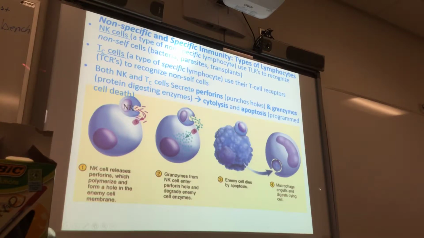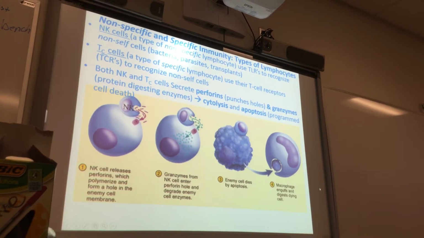And then there's a cell called a cytotoxic T cell, and I write it as T sub C. Cytotoxic T cell, it's a specific lymphocyte. Cytotoxic T cells use T cell receptor to recognize non-self cells. So there's T lymphocytes, we talked about those, right? You can break T lymphocytes down into cytotoxic T lymphocytes and helper T lymphocytes. So that C is a cytotoxic T.